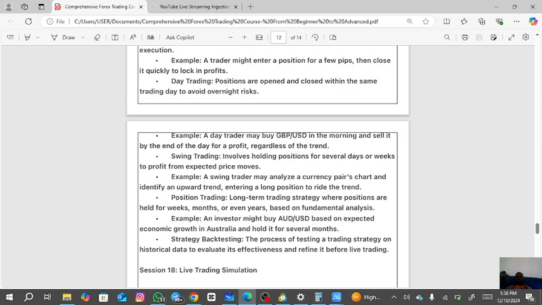And then we have position trading. Who are the position traders? They do long term trading, right? They hold trades for even months, even a year, years. They hold trades for longer. Those are position traders.